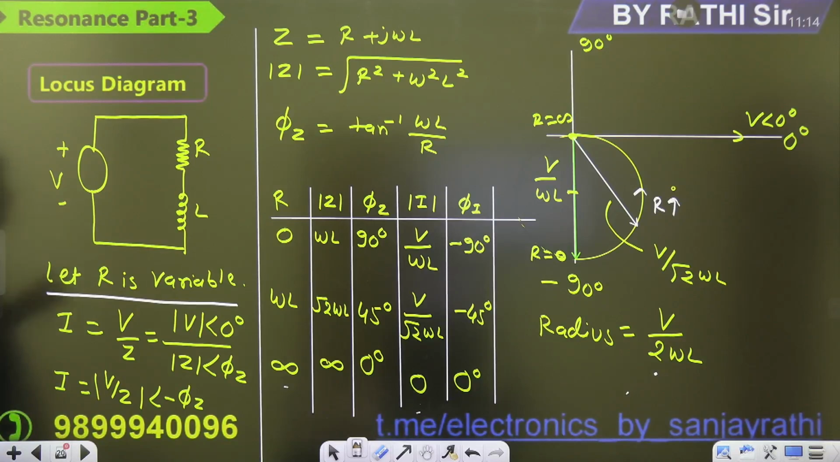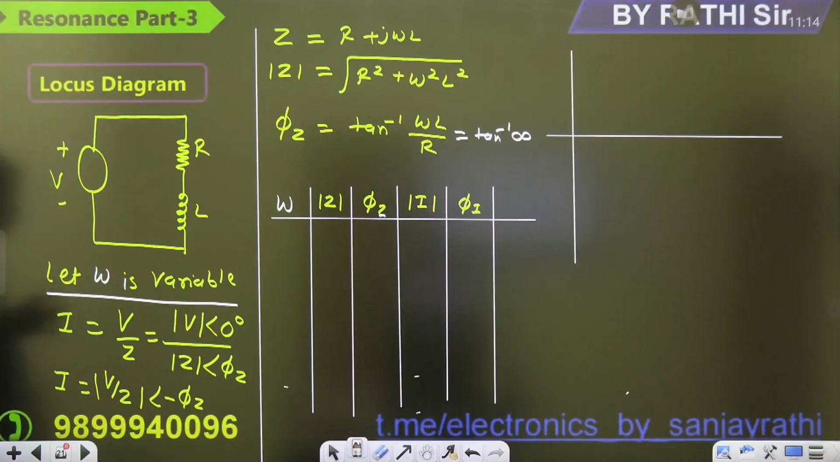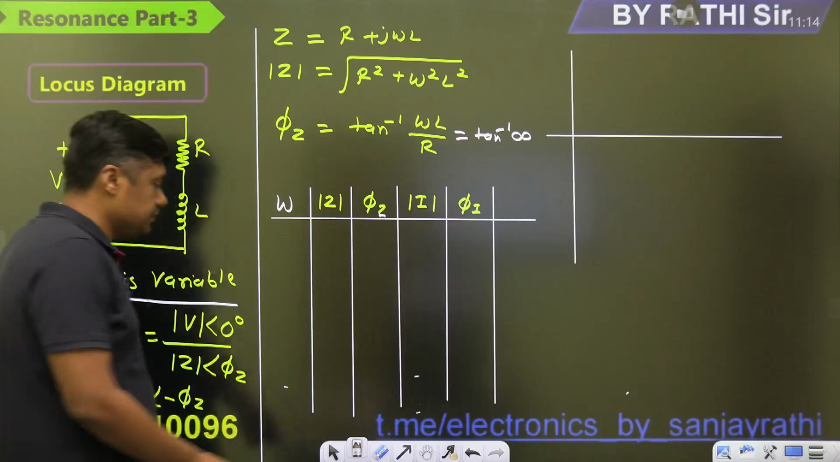You have to write everything fully. Watch the recorded lecture, make your notes automatically. Draw 2 or 3 diagrams, you will get the idea. Okay, each and every value.